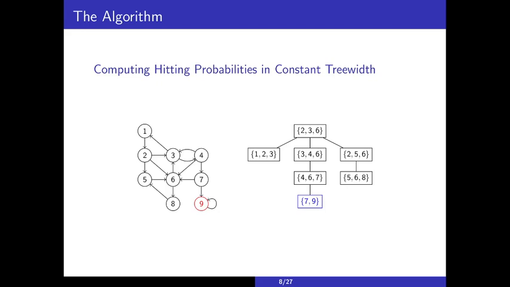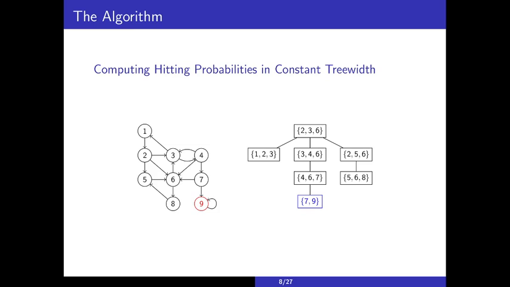Assume that we're given a Markov chain C and a target vertex V to which we would like to compute the hitting probabilities. We are also given a tree decomposition T, which is going to basically help us in finding an ordering of vertices to be removed from the Markov chain using the state elimination trick. So let's see how it works.